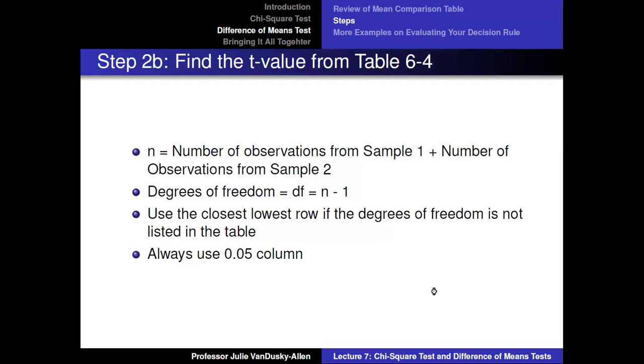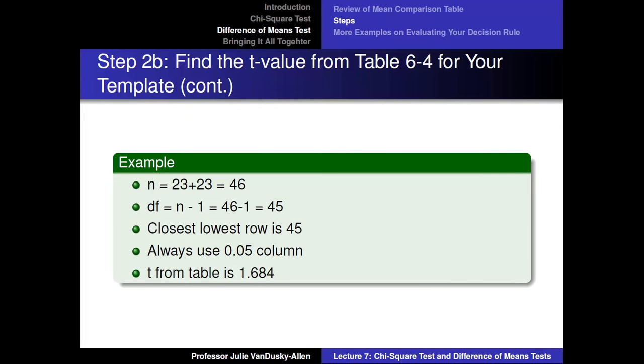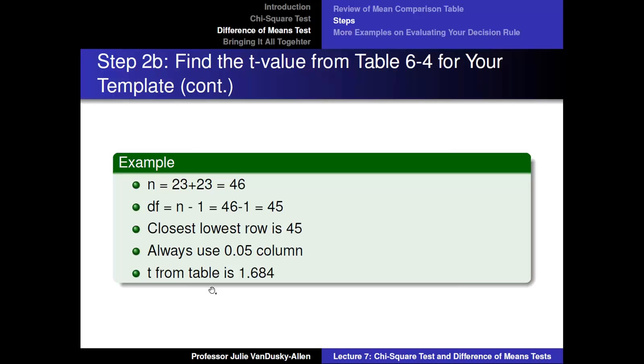Applying this to our example, we had 46 observations. So 46 minus 1 is 45. Our degrees of freedom row is 45, but there's no 45 row. So I choose row 40 instead because it's the closest lowest row. Next, you use the 0.05 column when you do a difference of means test for this course. The t-value from table 6.4 that is associated with the 40 row and the 0.05 column is 1.684.